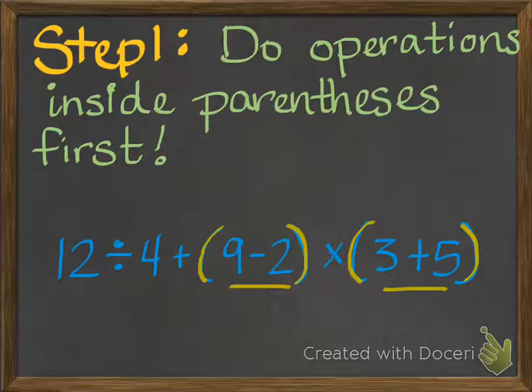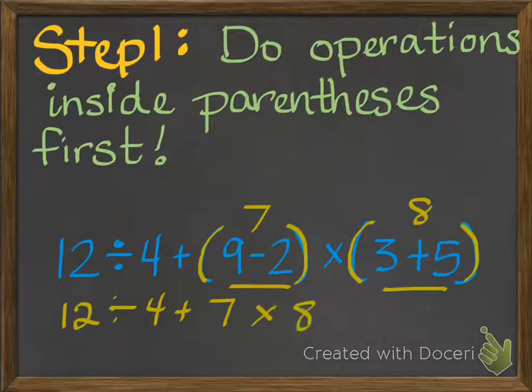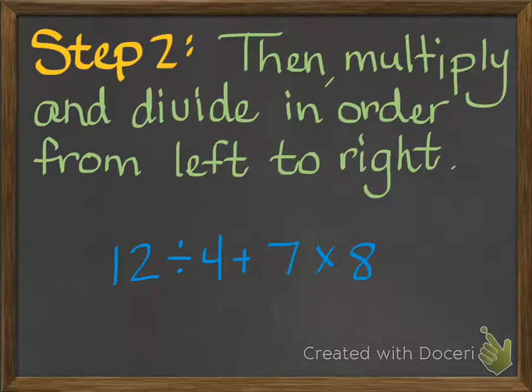So we have 12 divided by 4 plus (9 minus 2) times (3 plus 5). Whatever's in the parentheses, you do that first. So 9 minus 2 would be 7. 3 plus 5 would be 8. Then you can rewrite the problem and make sure that you include everything that was outside of those parentheses. Okay? So, parentheses first.